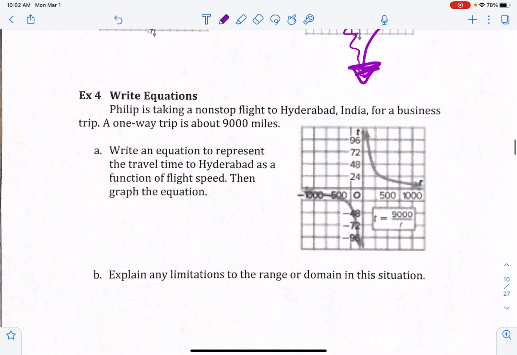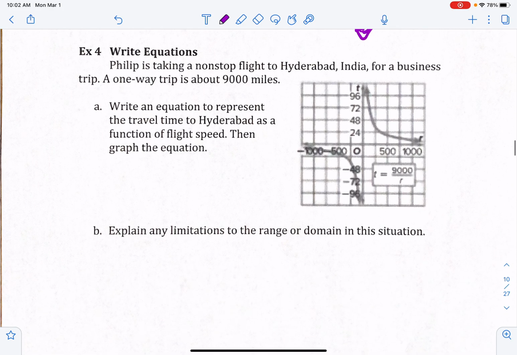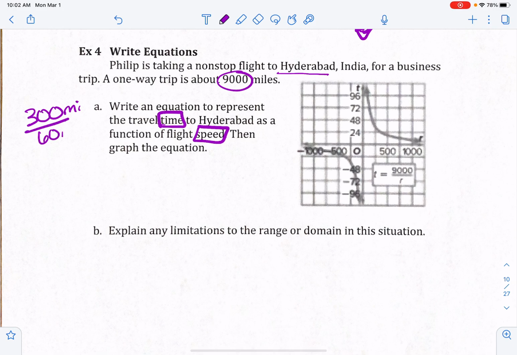Philip is taking a non-stop flight to Hyderabad, India for a business trip. A one-way trip is about 9,000 miles, and what he's looking at doing is writing an equation to represent the travel time in terms of speed, okay? So basically, the time that it takes you to get there is going to depend on how fast you're going, right? If I have a 300-mile trip, and I'm going 60 miles an hour, I would divide that by 60, and that means it's going to take 5 hours to get there, right?